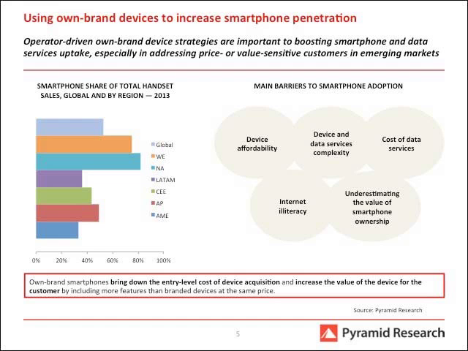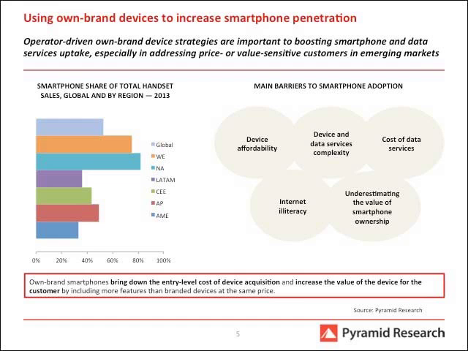Latin America, Central Eastern Europe, Asia Pacific, there is still a lot of room for growth when it comes to smartphone sales. And some of the main barriers to smartphone adoption, particularly in those regions, have been listed on the right side of this slide. Most of it boils down to device affordability and the cost of data services, but some barriers are also related to customers simply underestimating the value of smartphone ownership because the current devices do not provide them with features or services that are tailored to them and that would be in demand.